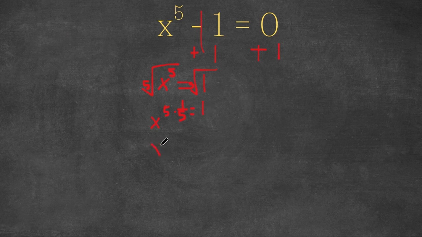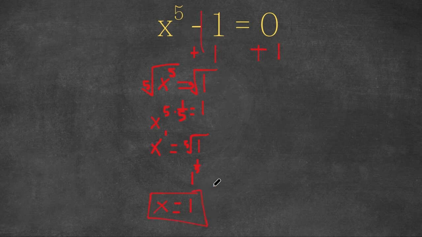So this is x to the power of 1, which obviously equals x, equals 1 to the root of 5. Well, 1 to the root of 5, this is the same thing as 1 to the power of 1/5. And 1 to the power of anything is simply 1 because that's just how it is. So this is 1. And x to the power of 1 is x. So x equals 1. And this is our answer.